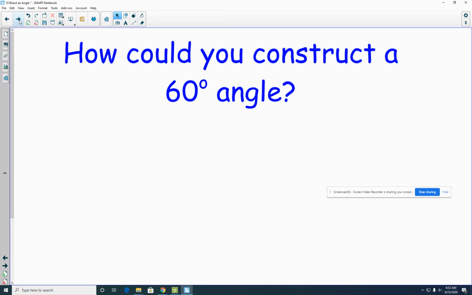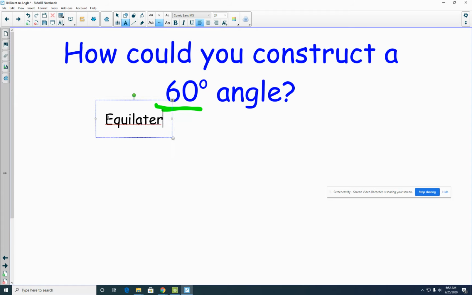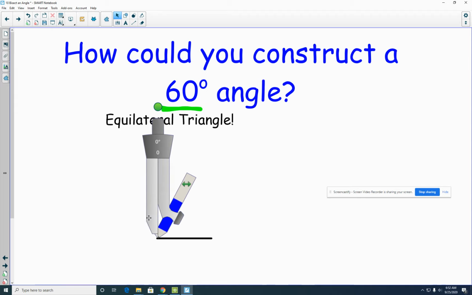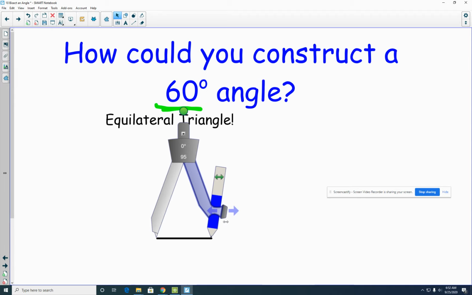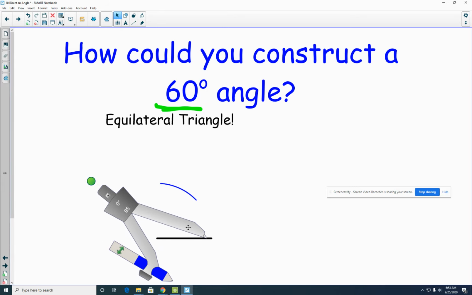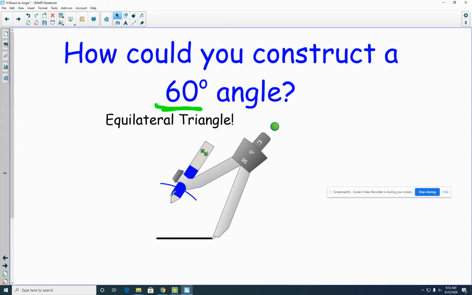The question says, how could you construct a 60-degree angle? Now, this goes back to our equilateral triangle. In order to get a 60-degree angle, I need to do the equilateral triangle construction. How am I going to do that? I'm going to start with the segment. I take my compass, make it the length of the side of the triangle, swing an arc above, flip it around, keep it the same length, go to the other endpoint, and swing another arc that intersects.